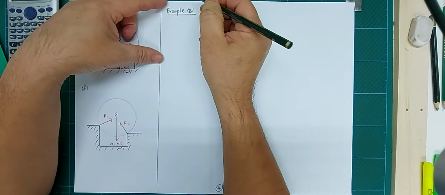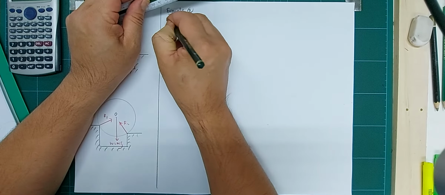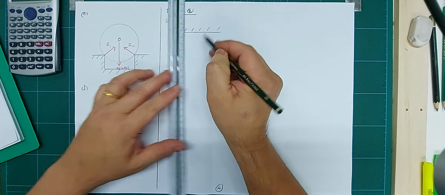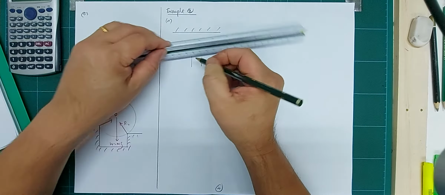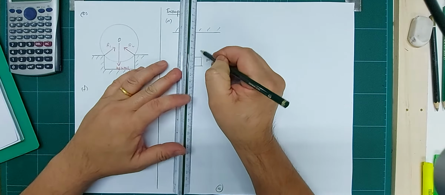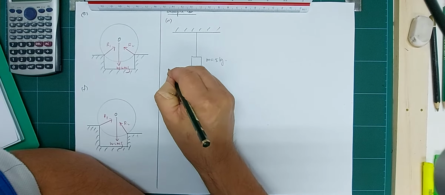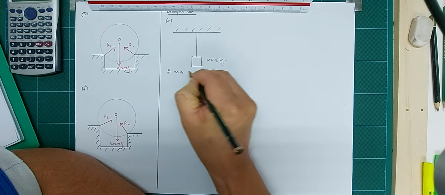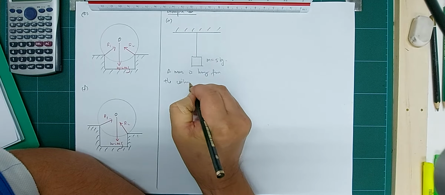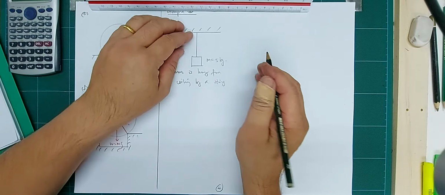Okay, number 2. So let's assume there is an object. This one will be extremely easy. So we start with something with a mass of, let's say, 5 kilogram. The mass of 5 kilogram is hung from a string, an inelastic string. A mass is hung from the ceiling by a string.